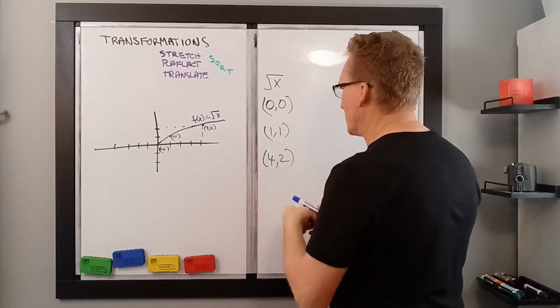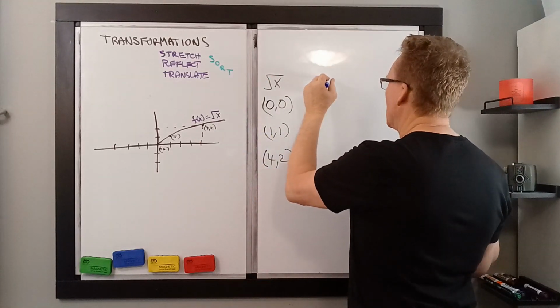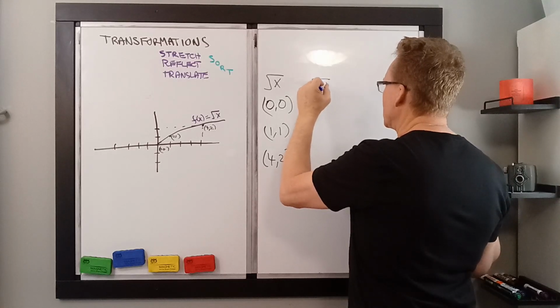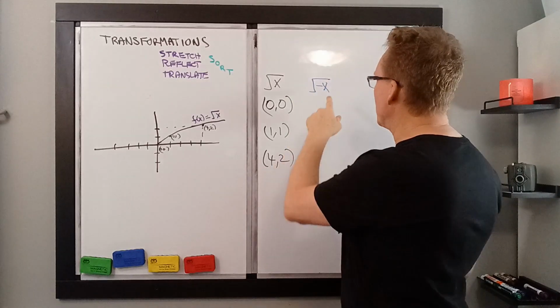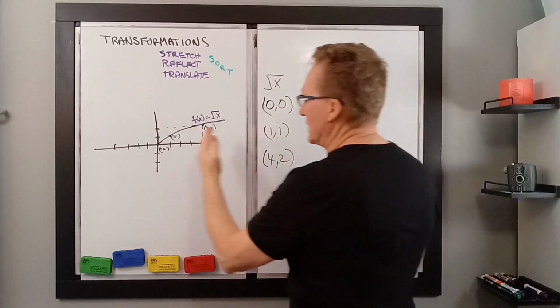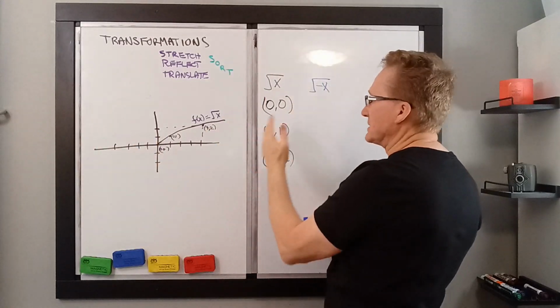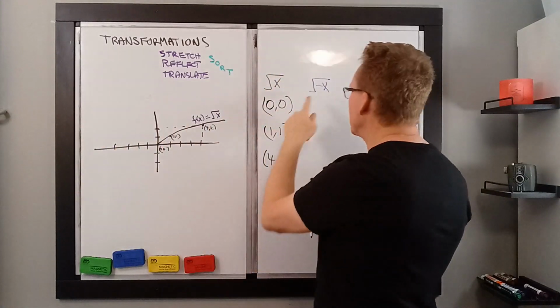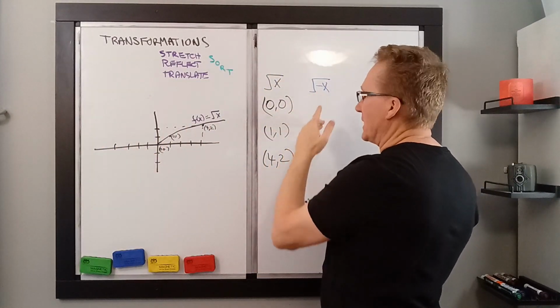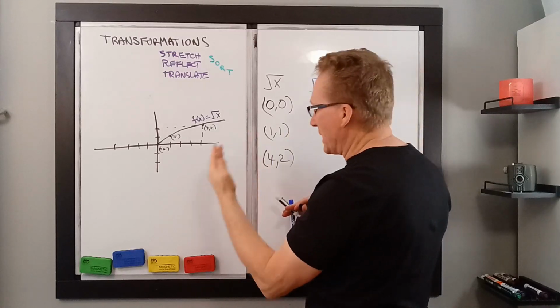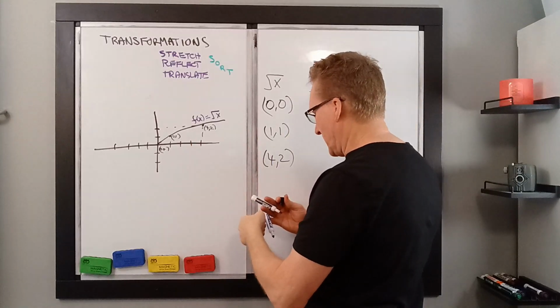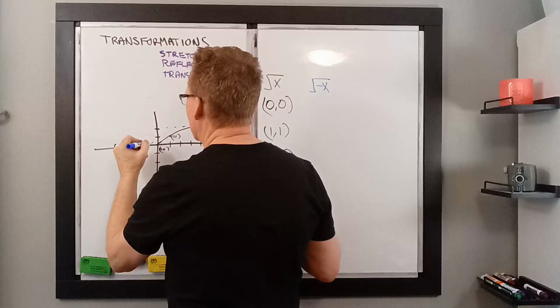Now let's say we wanted to draw something like this. Now we want to do the root of minus x. Minus x would of course be a stretch, because it's associated with the x, a stretch in the x direction, but it would be a negative stretch. A stretch of -1. What would that look like? Well, it would tend to look something like this.